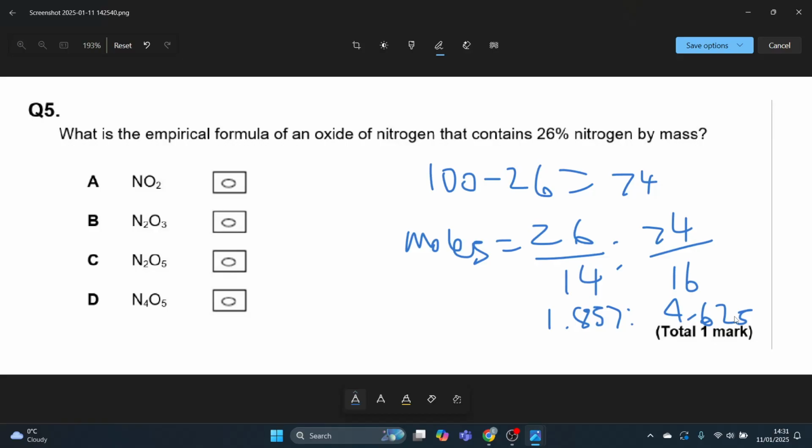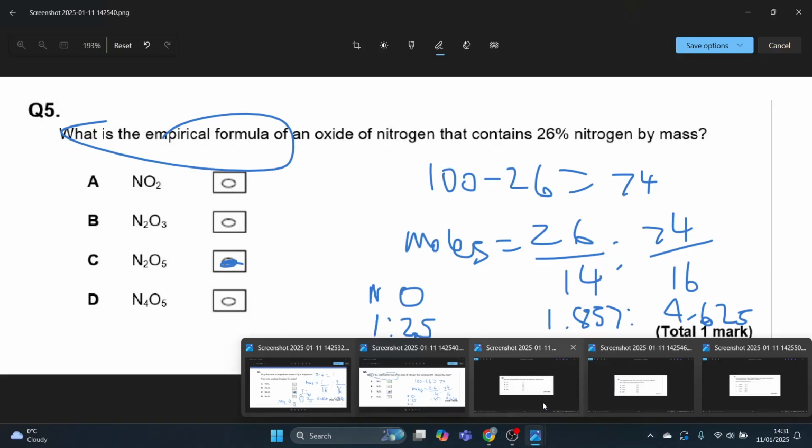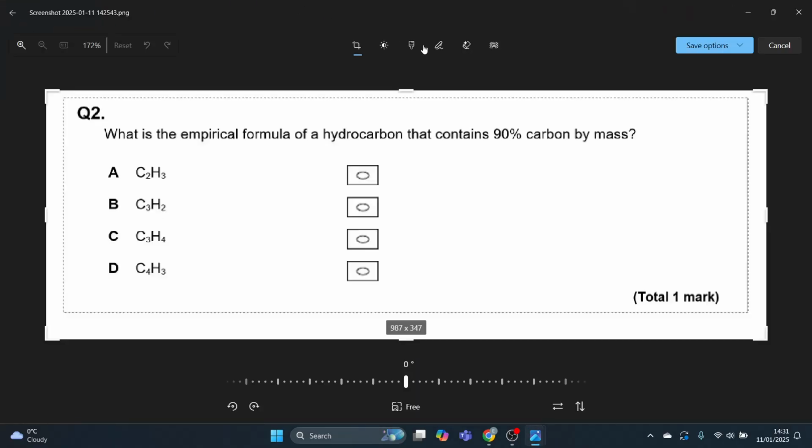Divided by 1.857, 1 to 2.5 mole ratio, where this is the nitrogen, this is the oxygen. Therefore, we want the empirical formula, the simplest whole number, times by 2, 2 to 5 mole ratio, so N2O5. Not mole ratio, empirical formula.